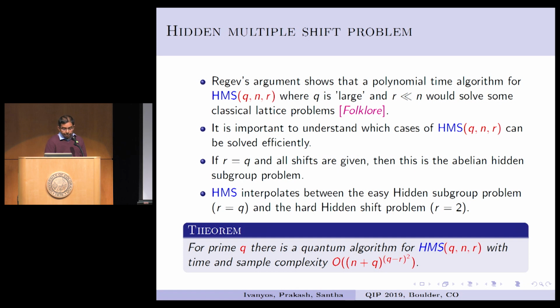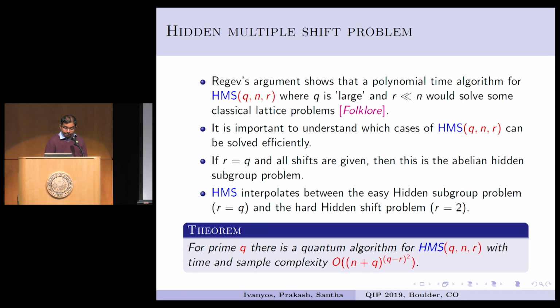So the hidden multiple shift problem interpolates between the easy hidden subgroup problem, when you have all the shifted copies of the function, when R is equal to Q, and the hard hidden shift problem when R is equal to 2. And the motivation is to study what happens for the intermediate cases.